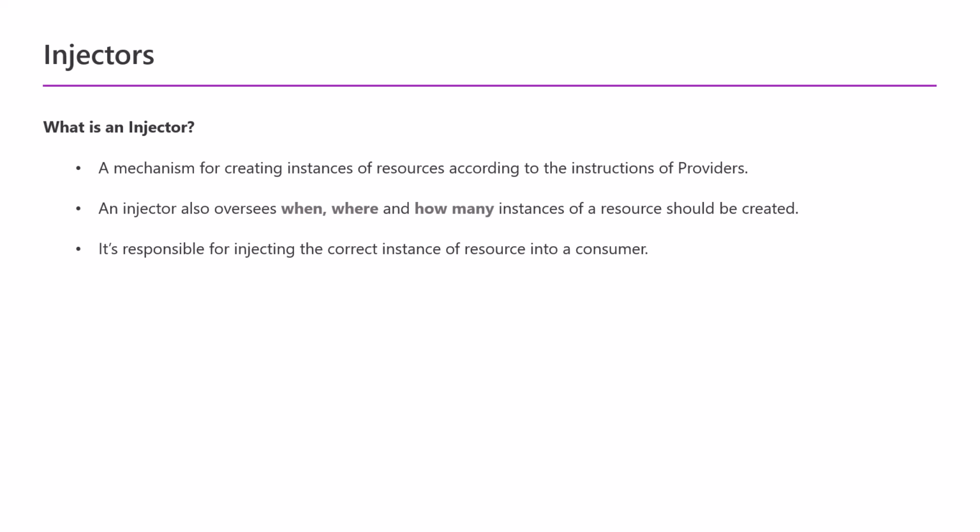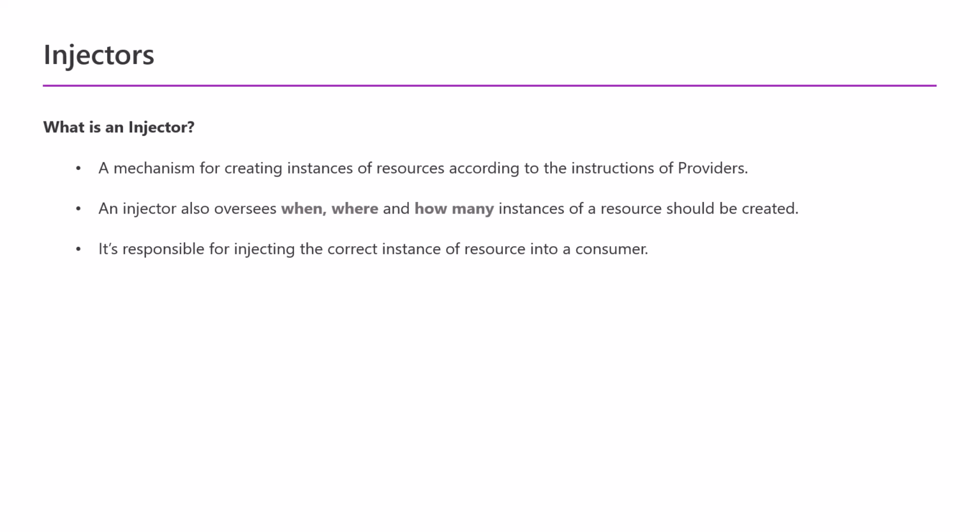So now we're up to speed on providers. We know how to create providers. We know how to create providers for resources of various types. And we also know how to register providers. And providers are an important part of dependency injection. Now we're going to learn about yet another very important part of dependency injection, and that's injectors.